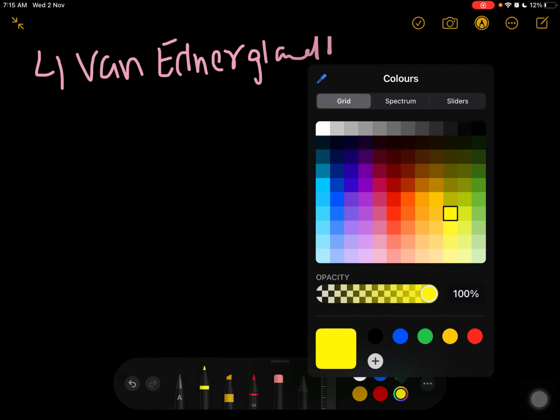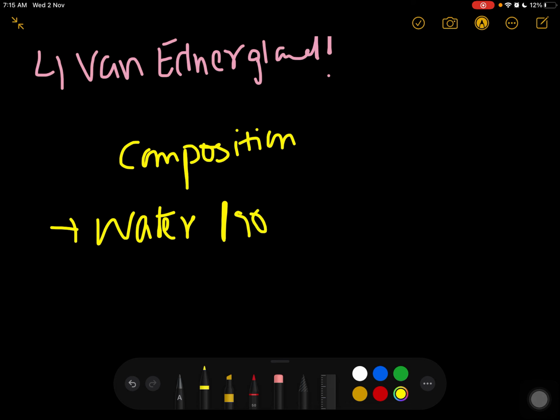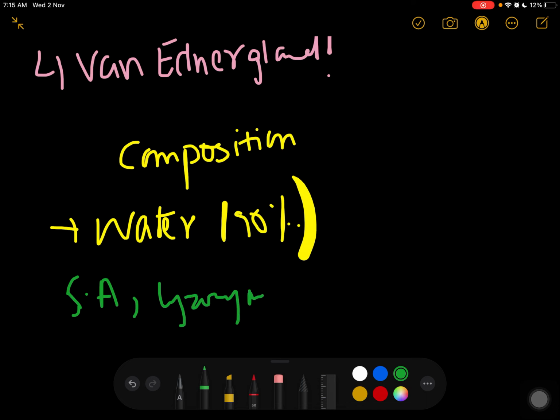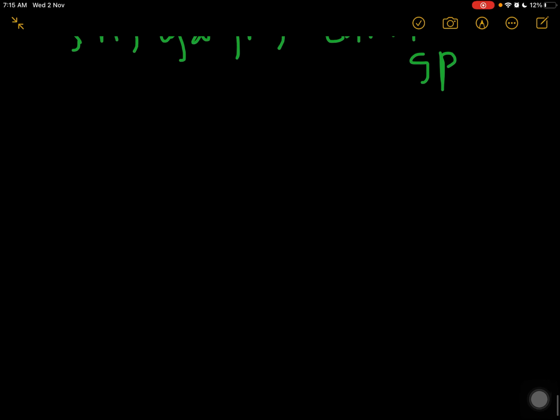Okay, now let us discuss the composition of saliva, right? It contains water, first of all, like 95%. It contains enzymes, amylase, salivary amylase. It contains lysozyme, salts, mucus, and glycoprotein. This is the composition of saliva.